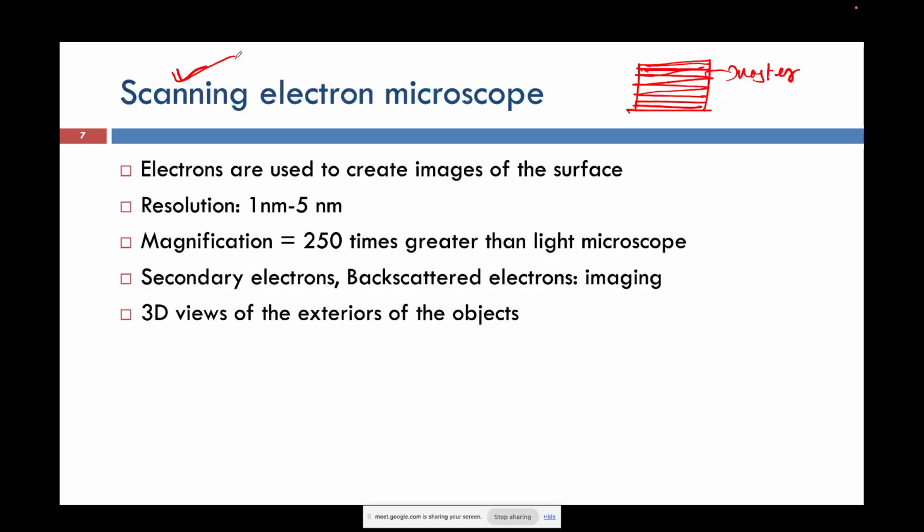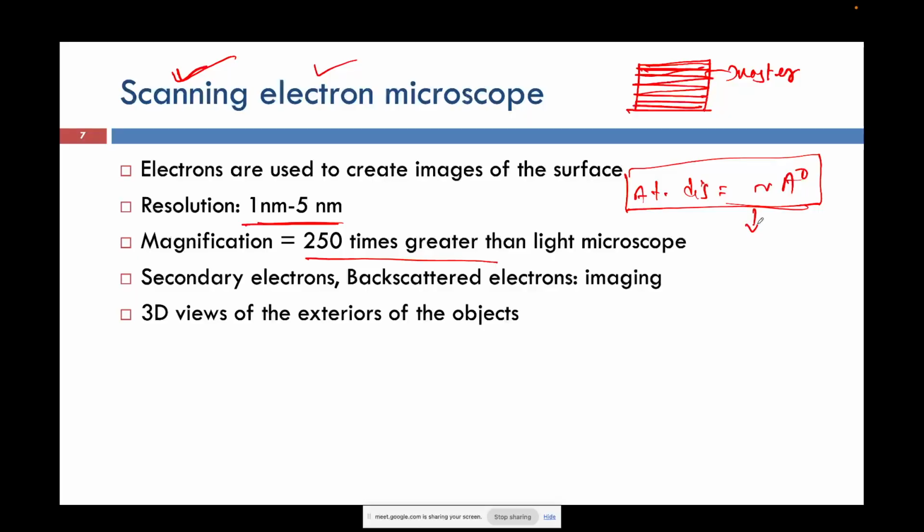Electron means the incident beam is made up of electron, right? So electrons are used to create images of the surface, and the resolution that we are getting is in the order of 1 nanometer to 5 nanometer. And since the atomic distance that we are talking of is in the order of angstrom, even with the scanning electron microscope, which gives much higher magnification and resolution, around 250 times greater than the light optics microscope, you still cannot see the atoms, but we are able to see much finer details than in light microscope.